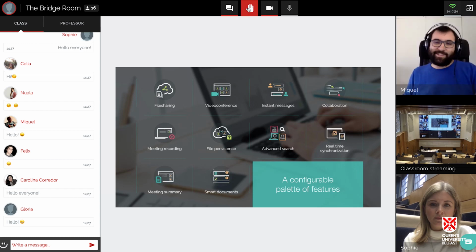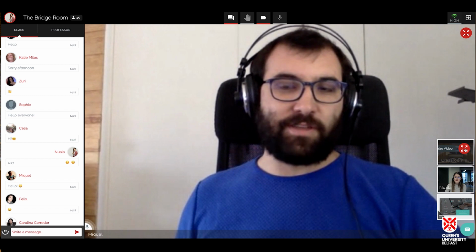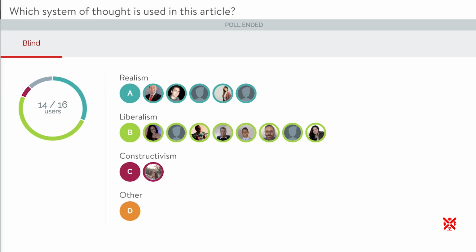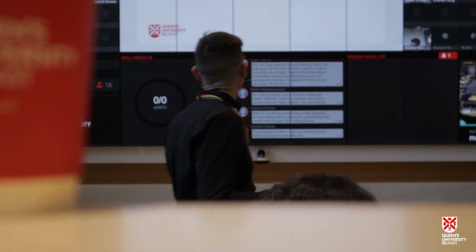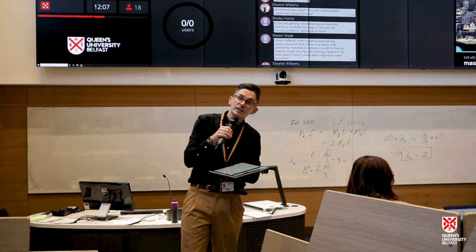The ability for students to raise their hands and to push to talk as well is a really useful way to allow us to engage and interact with students at a distance too. The ability to use polls allows us to get an idea of real-time understanding of what we're trying to communicate to the students, and the chat functionality has been something that's been very useful for us.